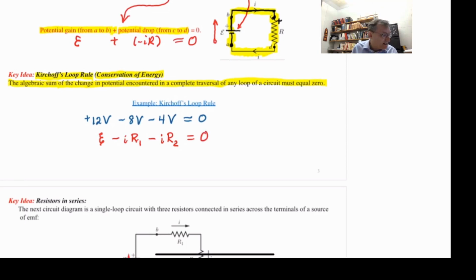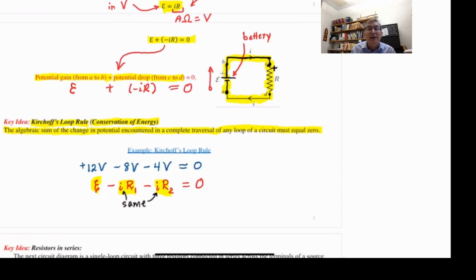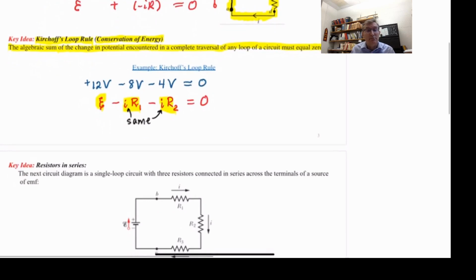So there I've written it in symbols, which is the way we'll often be writing it when we analyze circuits. We had a gain of EMF from the battery, a loss of IR1 from the first resistor and a loss of IR2 from the second resistor, where those I's have to be the same. When you have a single loop circuit, like the one I showed you on the animation, it has to be the same current everywhere, because it's just flowing around like water in a piping system that's closed on itself.